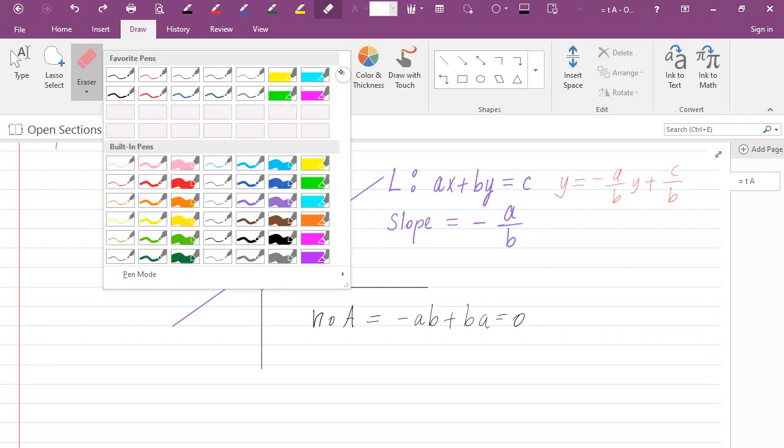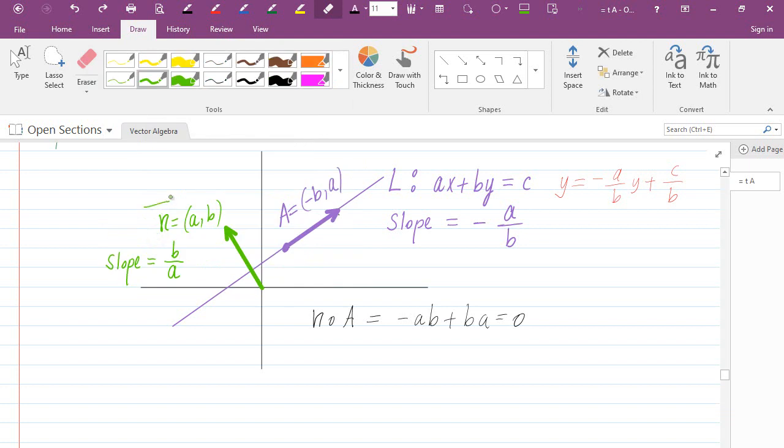We are drawing the vector n with tail at the origin. You can think of that as the straight line between the point (a, b) and the point (0, 0). So the rise over run would be b over a. So the slope of this green vector, the vector n, is b over a. So we see that the slope of the vector n is the negative reciprocal of the slope of the straight line L, so they must be perpendicular.